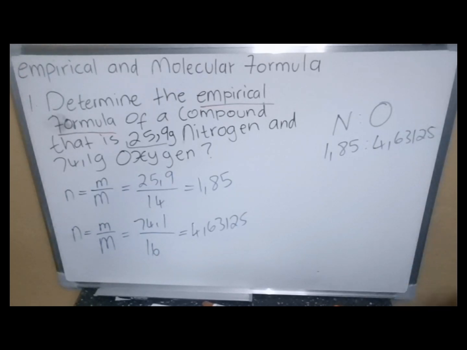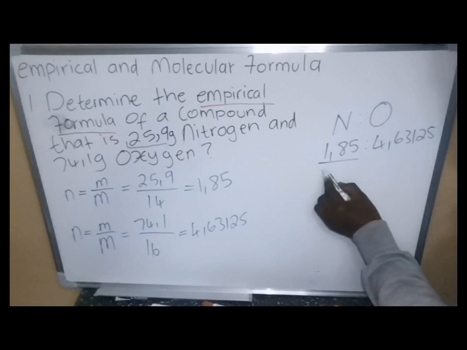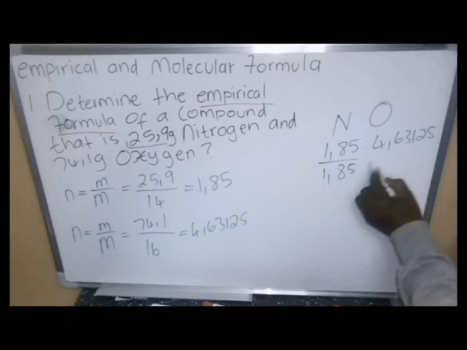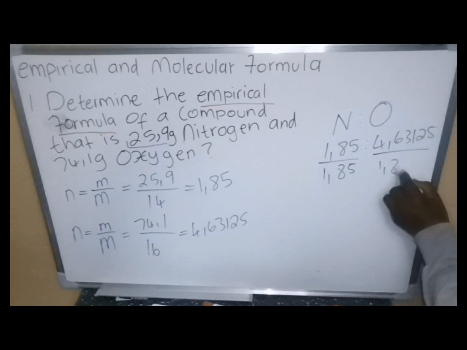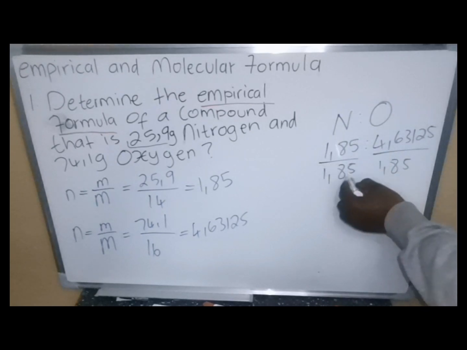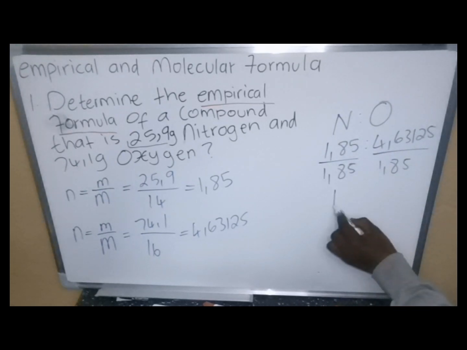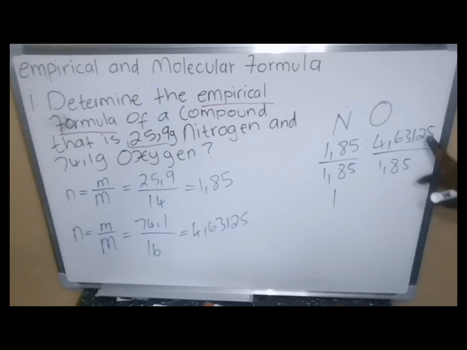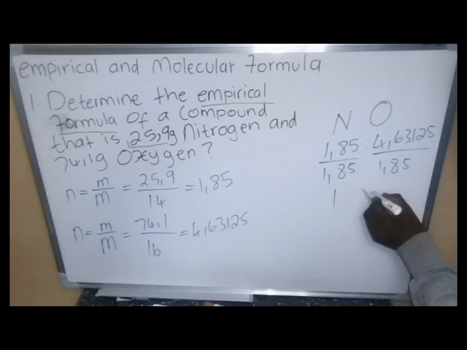So 1.85 divided by 1.85 gives 1. What is 4.63125 divided by 1.85? The answer there is 2.5.